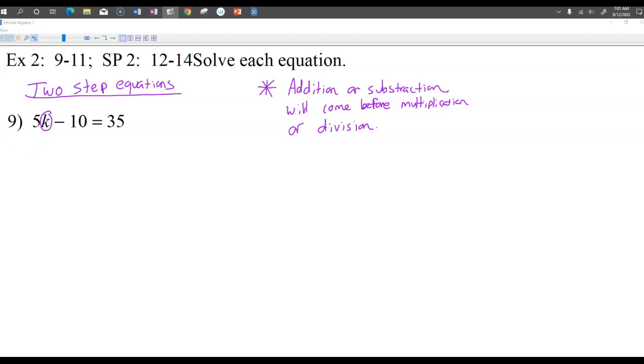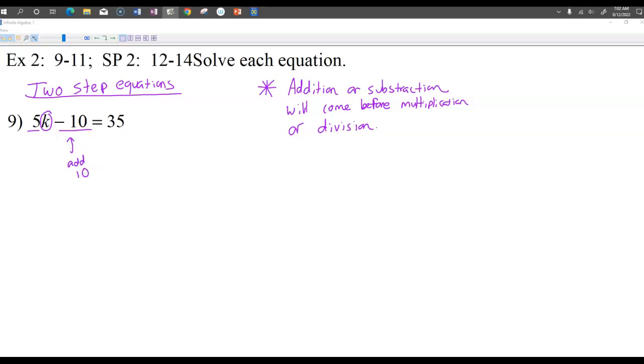Well, I need to get rid of the 5. And I also need to get rid of the 10. So I've got 2 things to get rid of this time, and that's why it's a two-step equation. Now, what is the 10 doing to the k? Well, it looks like it's being subtracted from the k. So I'm going to need to add 10 to get rid of the 10.